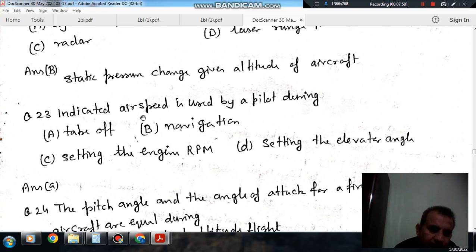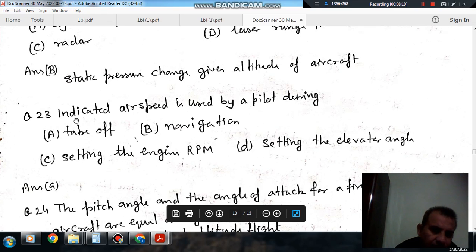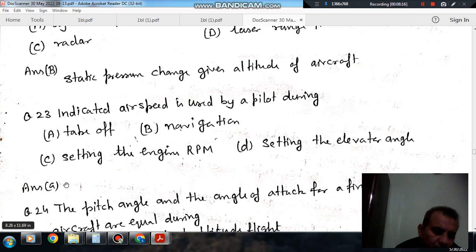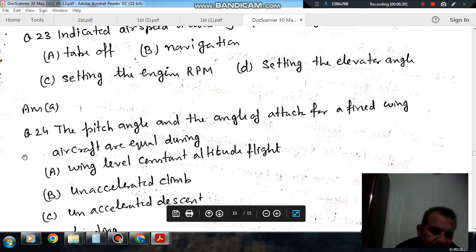Next, the indicated airspeed is used by pilot during option A takeoff, option B navigation, option C setting of the engine RPM, option D setting of the elevator range. Answer is takeoff. During takeoff, the indicated airspeed is required to produce sufficient amount of drag or lift. Okay, so answer is A.